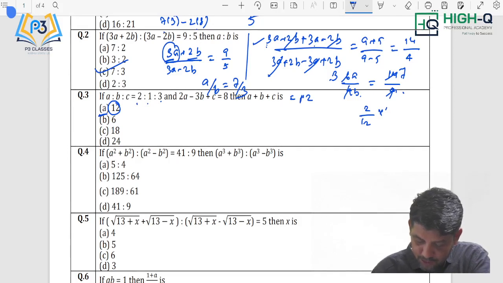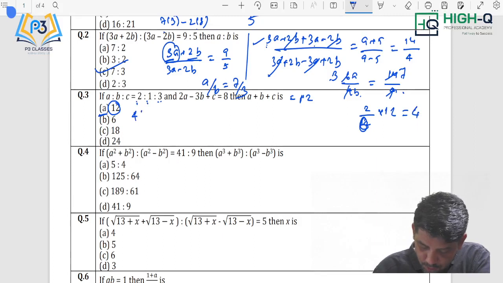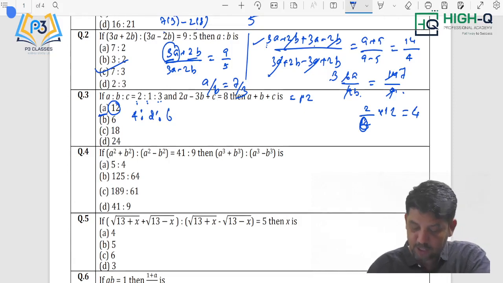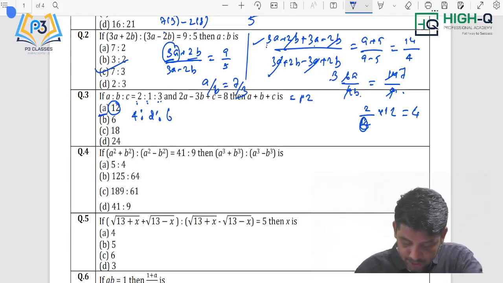First part is going to be 2 by 6, since 2 plus 1 is 3, 3 plus 3 is 6, into 12 is equal to 4. 4 is to 2 is to 6. This is what you are going to get, my dear. Third part is 3 by 6 into 12. 4 is to 2 is to 6.